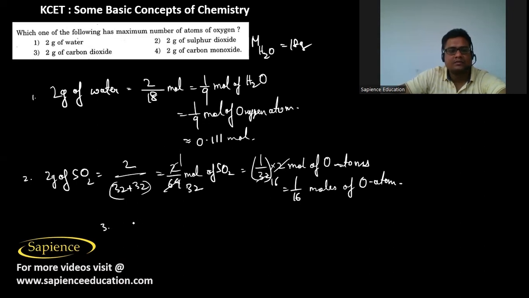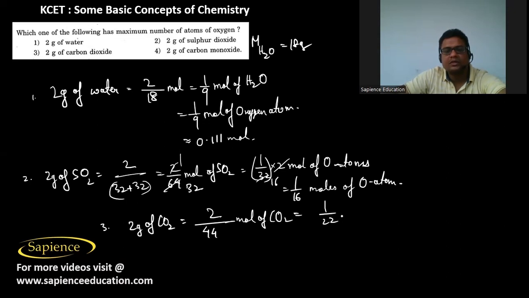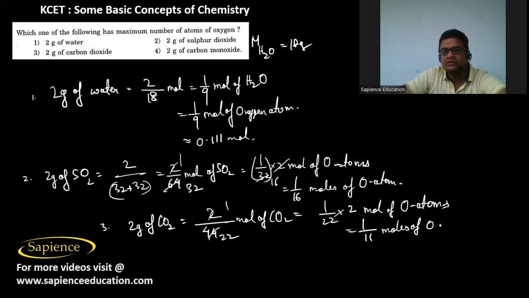In the third one, we have 2 gram of carbon dioxide, CO2. It means that it has 2 by 44 moles of CO2, that is 1 by 22 mole. 1 by 22 mole of CO2 will also contain 1 by 22 into 2 moles of oxygen atoms. Since 1 mole of CO2 contains 2 moles of oxygen atoms, it will contain 1 by 11 moles of oxygen atoms.